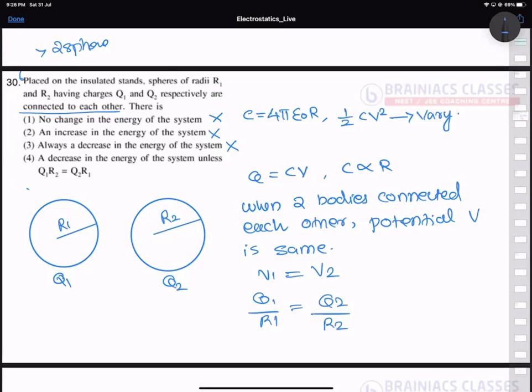Here two things will be there. If this is to be equal, what will happen? A system with high energy should transfer to a system with low energy.